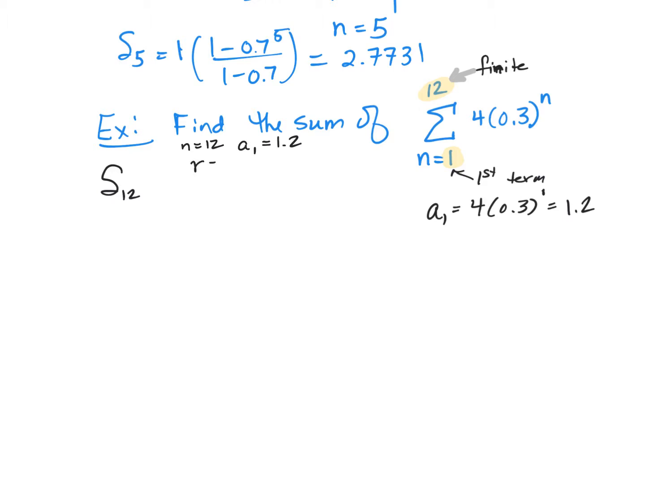Now, we also need r. Let me give you a hint. r is always what's being raised to the power. See that right there? This would be r. Because isn't that what we do to find it? We keep multiplying by that value over and over again. So r is 0.3. So now do we have everything we need to plug into this formula? We do, don't we? All right, so let's find S sub 12.